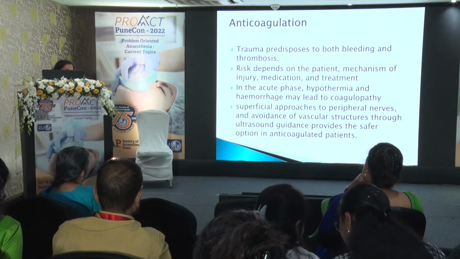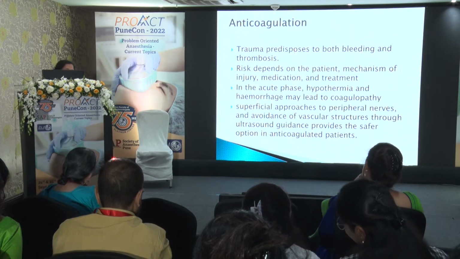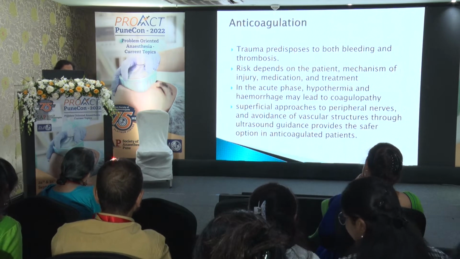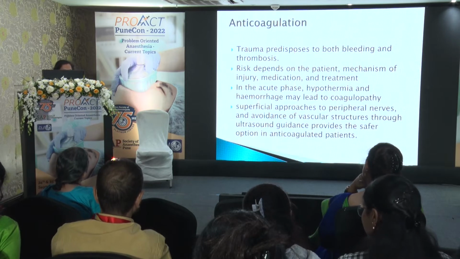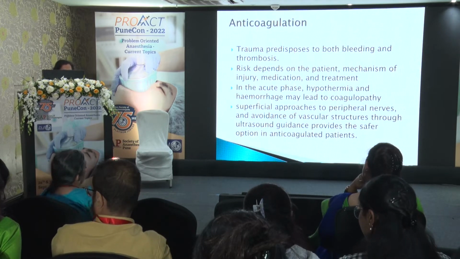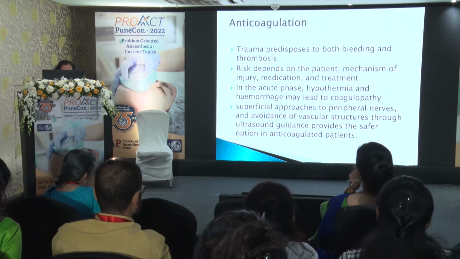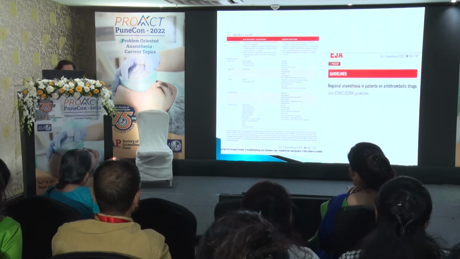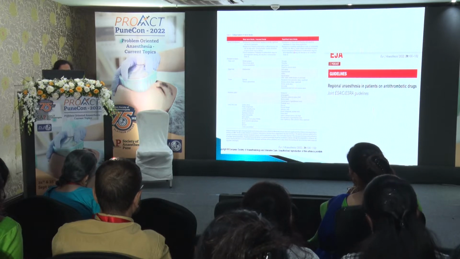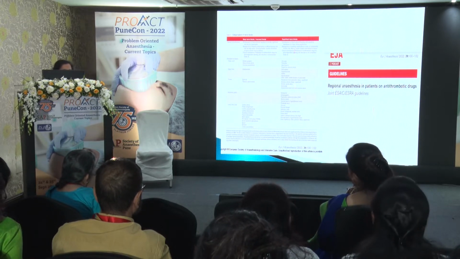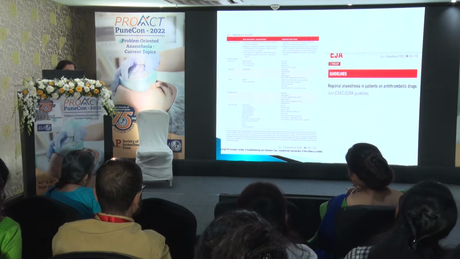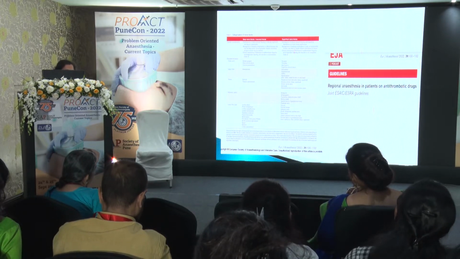So in these patients, the superficial approaches of the peripheral nerve blocks are very safe. That will avoid the vascular structures through the ultrasound guidance, and this is the safer option in the patients on anticoagulation. So recently, a European Journal has published this list of the blocks, distinguishing which are the deep blocks and which are the superficial blocks.